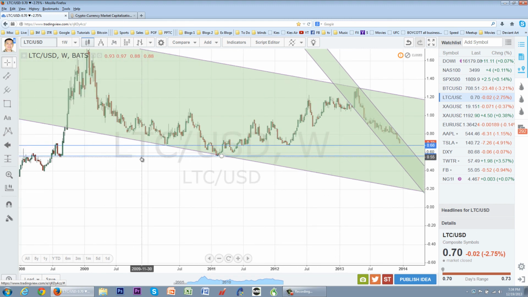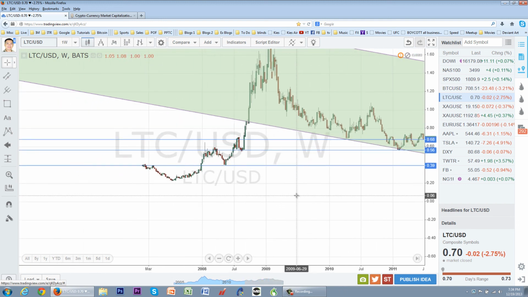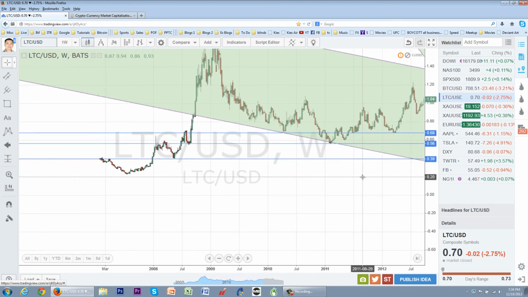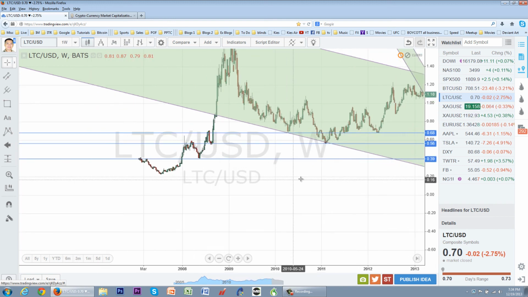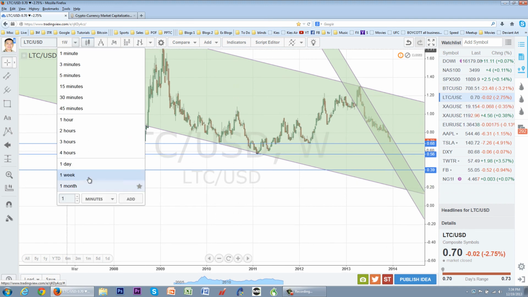Let me just draw this too. Okay, remember, these are all long term position trades here. We're not trying to scalp the markets. We're not doing none of that nonsense because we don't have an advantage in the short term. Why? Because it's very volatile. This is only a week. We need to go with the days.